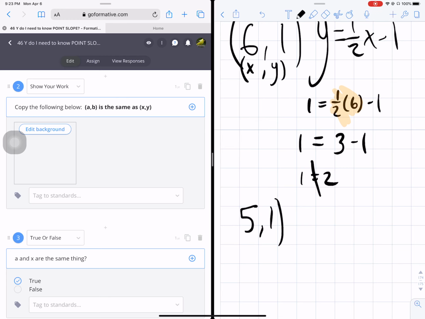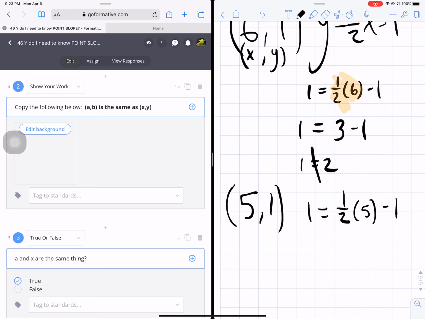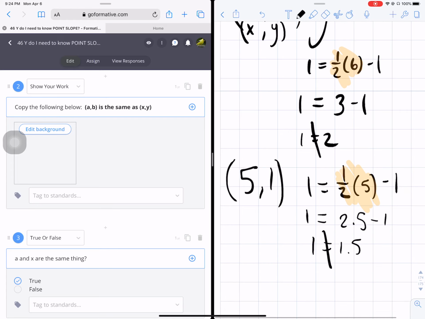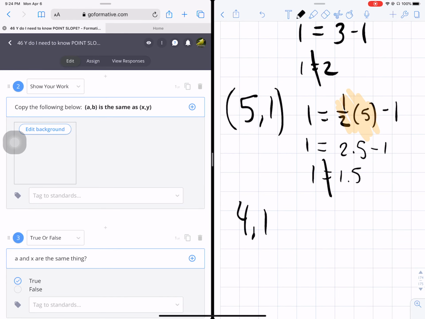Let's try 5, 1. It'll look like this. 1 equals 1/2 times 5 minus 1. So what's 1/2 of 5? It's like 2.5, right? And what's 2.5 take away 1? 1.5. So is that a true statement? No, it's not.